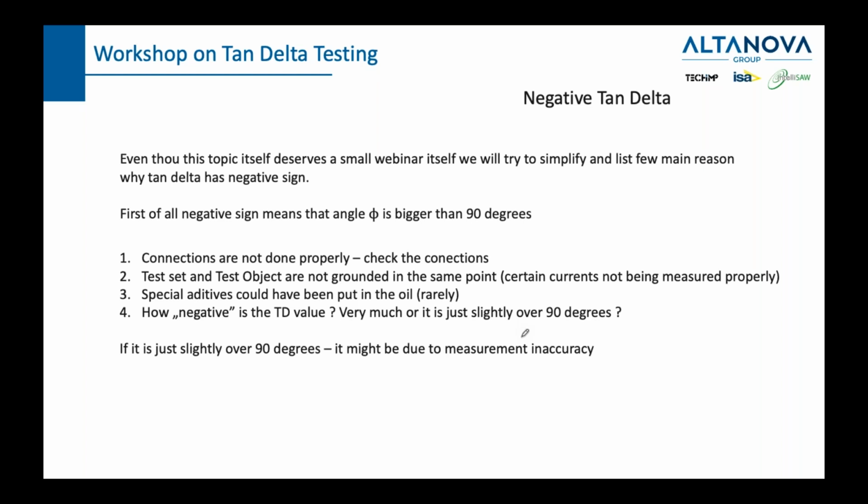Is it like -5 or -3 or -1, or is it -0.005? If it's a small negative value, then it might be that everything is okay with your insulation. It's just that we might have issues with some measurements if it's a small number. So then it's a question of accuracy, because a negative tan delta value means that the delta, so the phi angle, is bigger than 90 degrees, or there are issues with measurement. So these are some of the reasons.